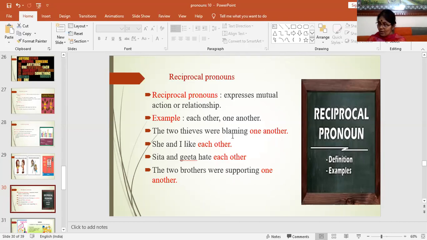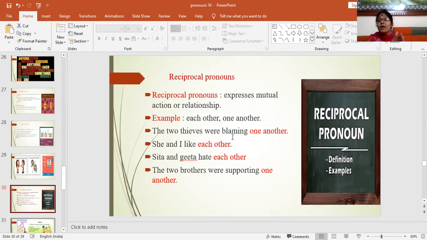It was not that only one was blaming. One was blaming and the other also was blaming. So the action was reciprocal. They were blaming one another. She and I like each other. It's not that only she likes me, I also like her. So our action is reciprocal, right? Sita and Geeta hate each other. Sita hates Geeta and Geeta hates Sita, right?